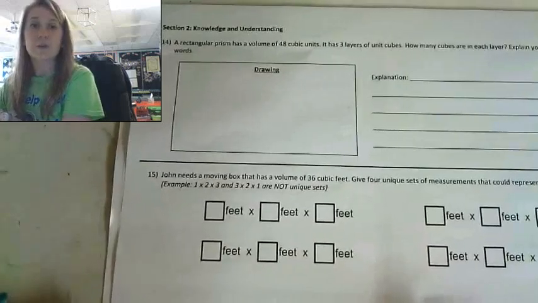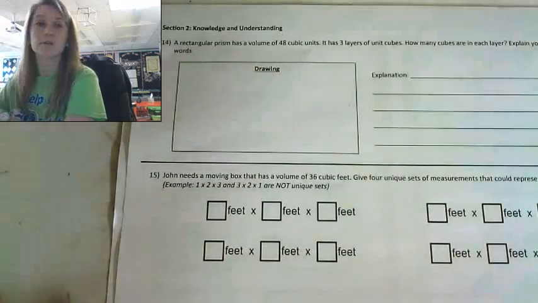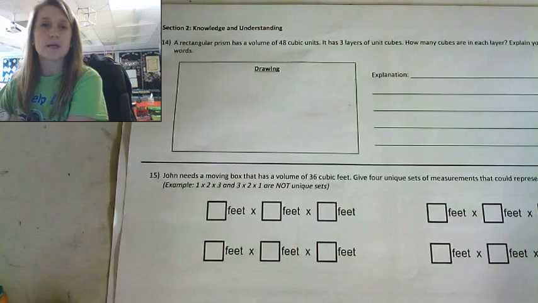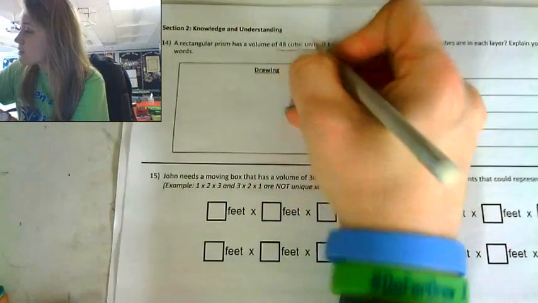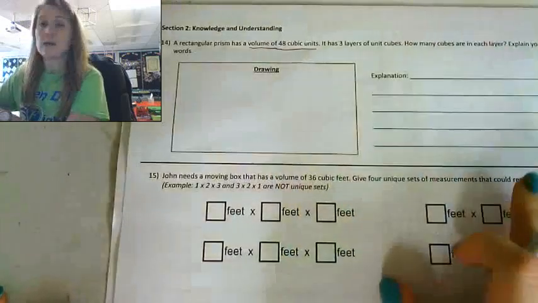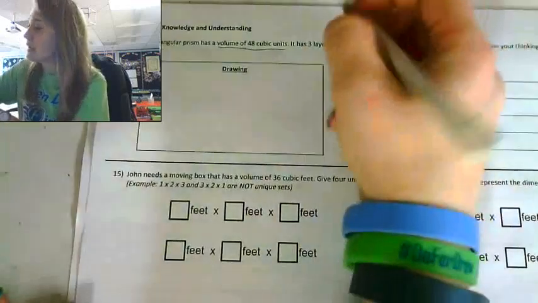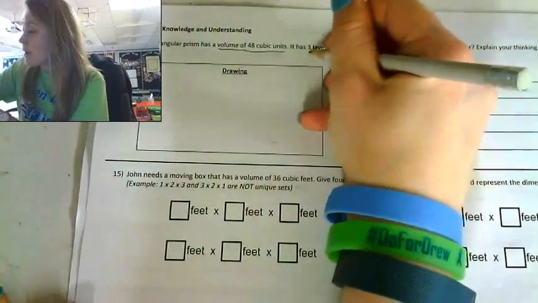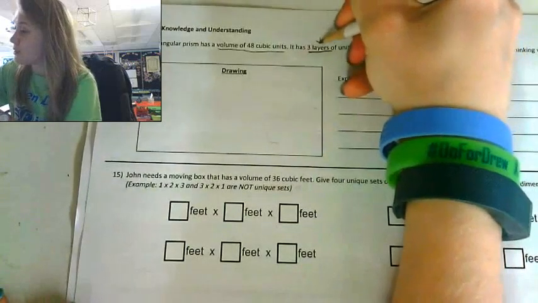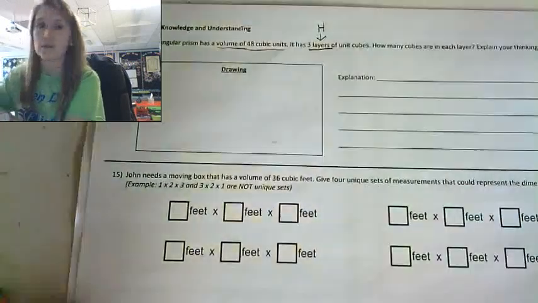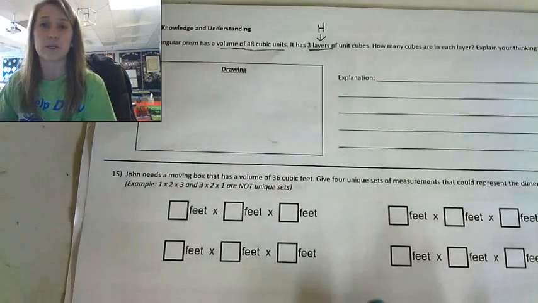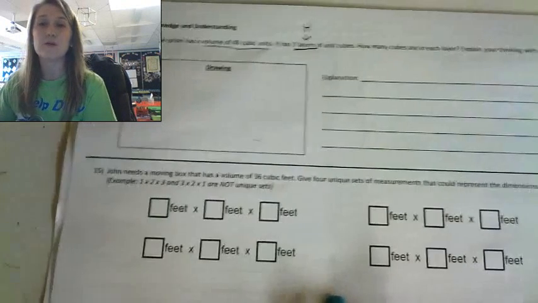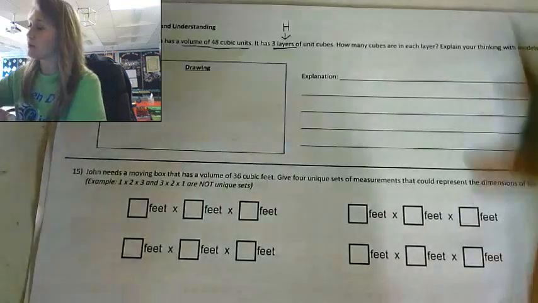All right, so the first thing that I'm going to do is underline what I know. A rectangular prism has a volume of 48 cubic units. It has 3 layers. Now I'm going to make a little note here that means height, because when I'm talking about layers, I'm talking about the height of my object. How many cubes are in each layer?